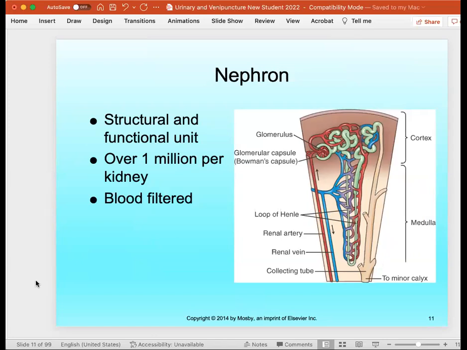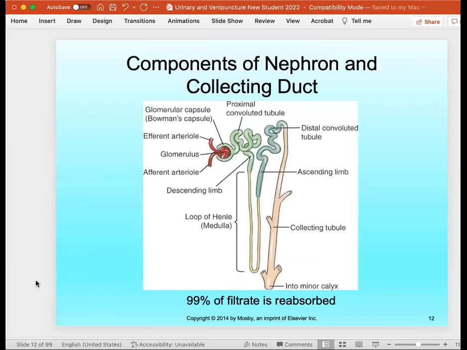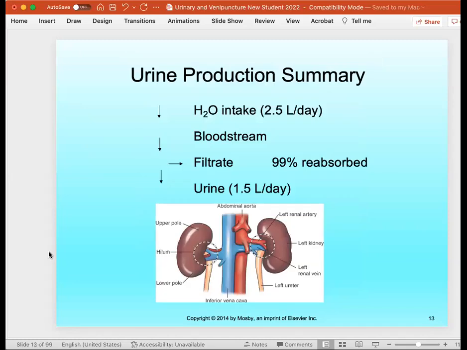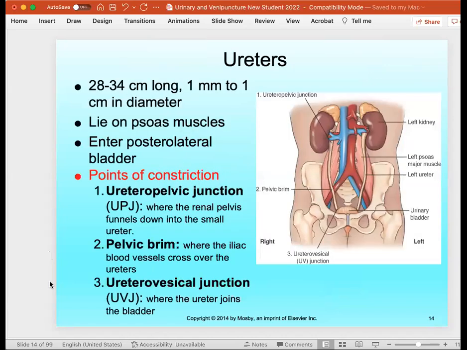The nephron is the structural and functional unit of the kidney. These are the components of a nephron and the collecting ducts. Urine production is about 2.5 liters per day. Blood gets filtered, 99% gets absorbed, and what then comes out is eliminated as urine.